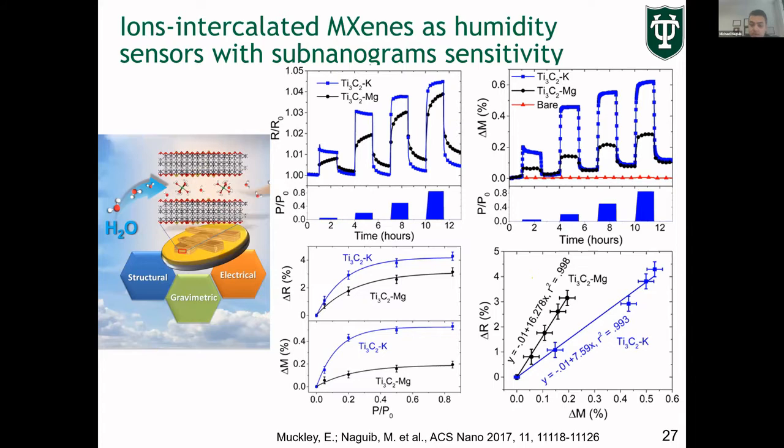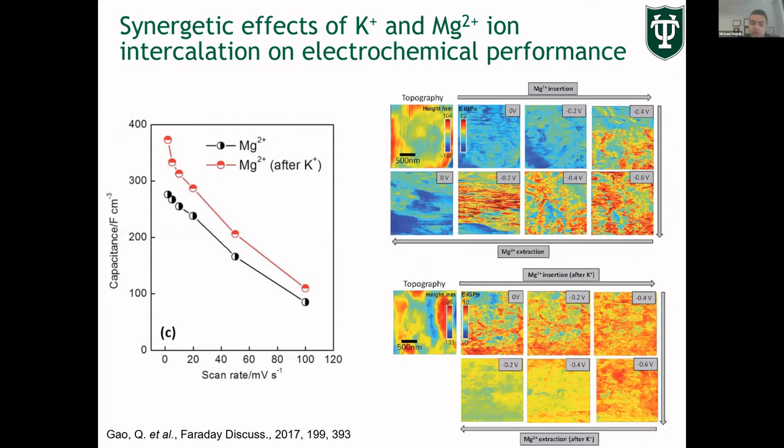Beyond humidity sensing, intercalation can also help electrochemical performance. For example, this is work from Nina Balk's group at Oak Ridge National Lab. Here we intercalated potassium in between the layers of MXenes, and we tried to use this electrode in a magnesium sulfate electrolyte. If you don't pre-intercalate potassium, this is the capacitance you get, the black here, for the magnesium sulfate electrolyte. If you pre-intercalate potassium, you get higher capacitance when you cycle in the magnesium sulfate electrolyte.